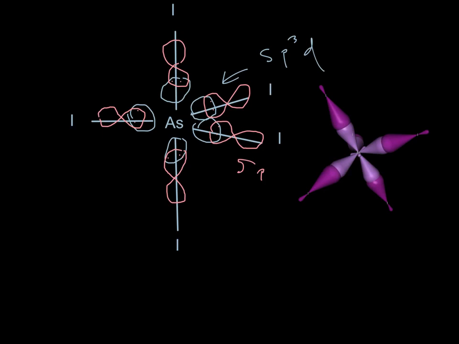And here again on the right is the computer-generated version. As I stated before, the equatorial angles, so from here to here, are 120 degrees, because these iodines are on the same plane. And then from the axial iodine to the equatorial iodine, this is 90 degrees.